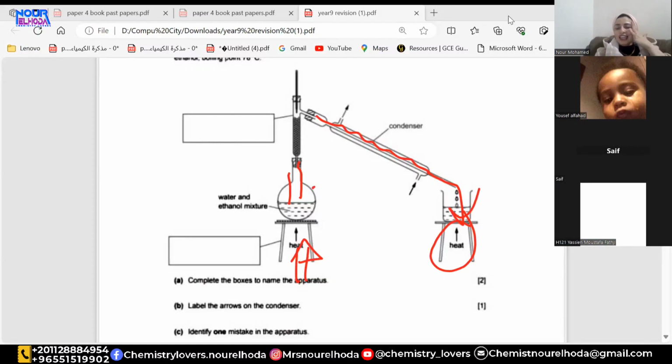But it's not logical to heat it again. If I heat it, it will evaporate again, as if I didn't do anything. That's why, what should I do? I'm going to say heating in the second beaker is the mistake.